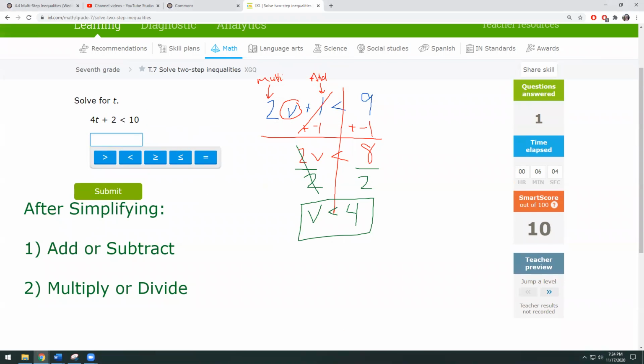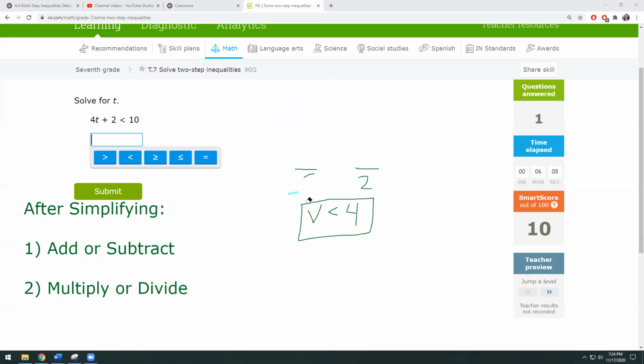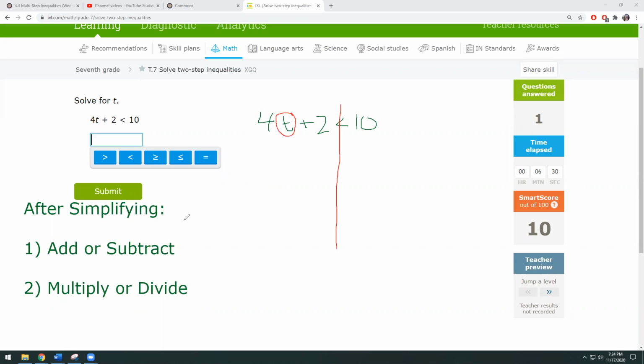Let's try another. So I'm going to erase everything. And then I'm going to rewrite my problem. So my problem is 4t plus 2 is less than 10. So just like an equation, I'm going to draw my line and circle my variable. I know that both sides are simplified.